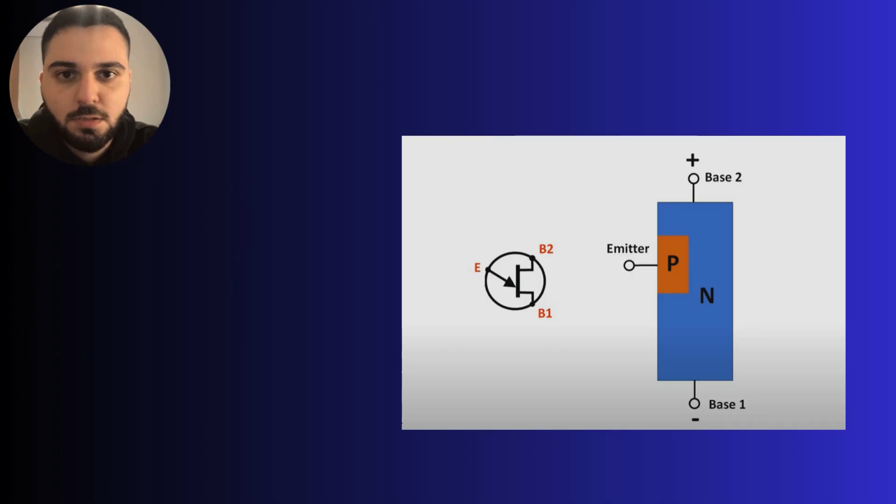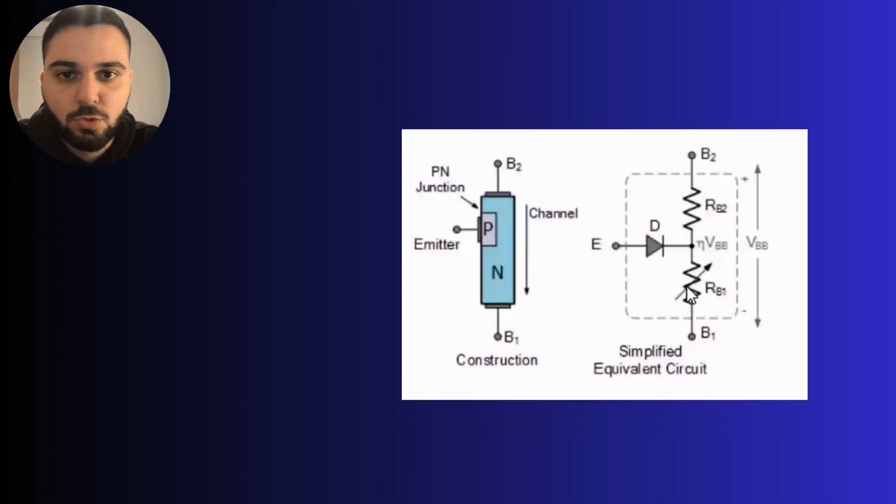Unlike other transistors, a UJT consists of one p-n junction and three terminals: B1 and B2, the bases, and one emitter. You can think about it as a gatekeeper that controls the flow of the current. The two bases are connected to the ends of the N bar and act as a resistor. So we can replace the UJT with the circuit shown here.